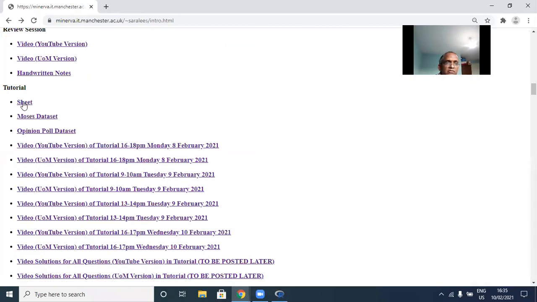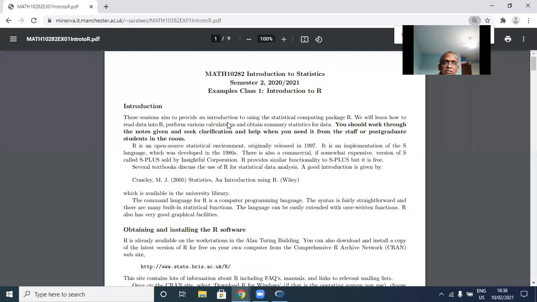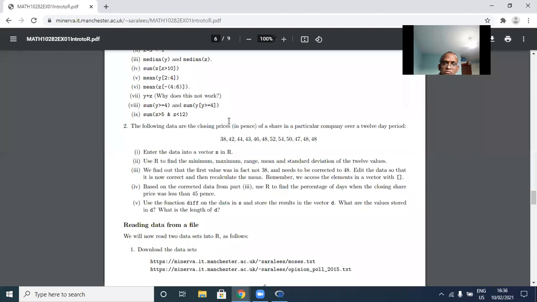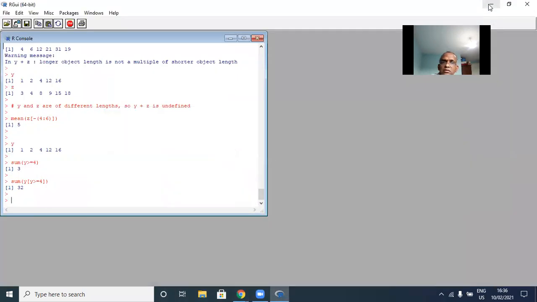Now let's go back to the tutorial sheet. So this is the tutorial sheet. Now the next thing I'm going to do is exercise 2. So here you have this data set, which are daily closing prices. The first thing to do is to read the data. The second is to find the minimum, maximum, range, mean, and the standard deviation, and so on. All right, so let's see how we can do this.